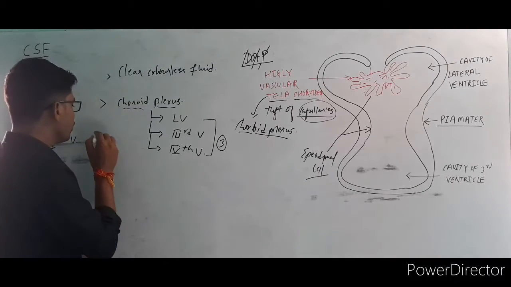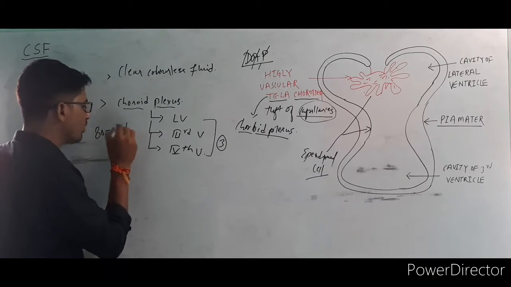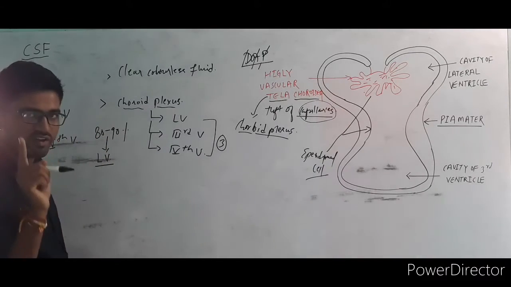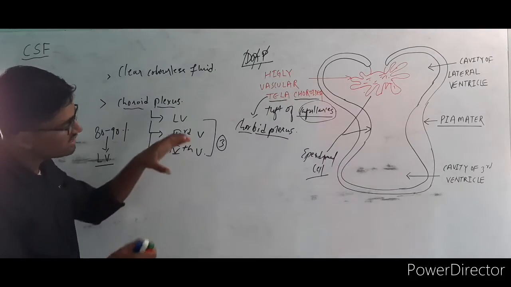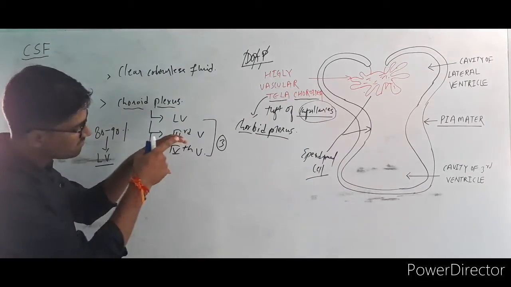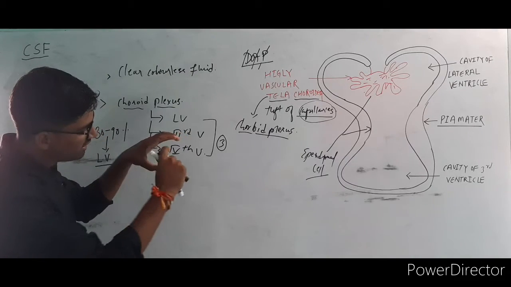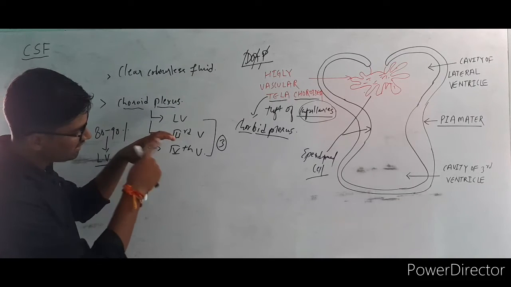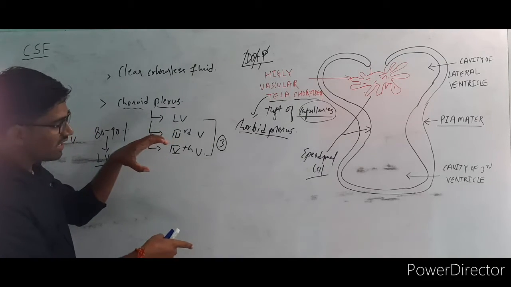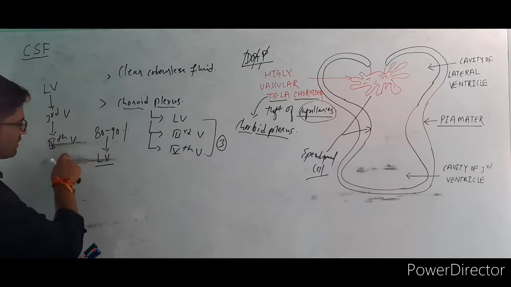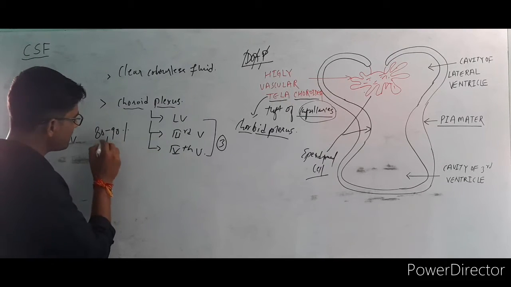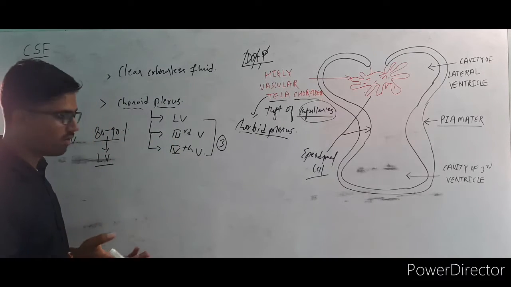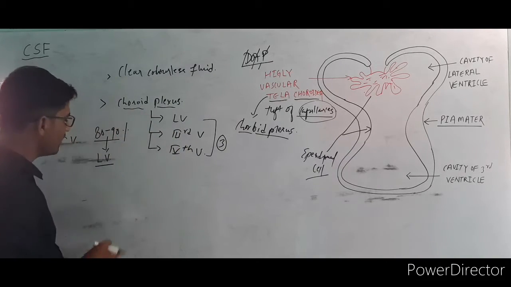But 80 to 90% of total CSF is formed in the lateral ventricles only. See, this is the lateral ventricle, exact shape. Here is the third ventricle and here is the fourth ventricle. So from the lateral ventricle, it comes into the third ventricle and then into the fourth ventricle, right? So this is the circulation. 80 to 90% is formed in the lateral ventricles. Okay, it doesn't mean that in the third and fourth ventricle it's not forming. It's forming. Choroid plexus is also there.